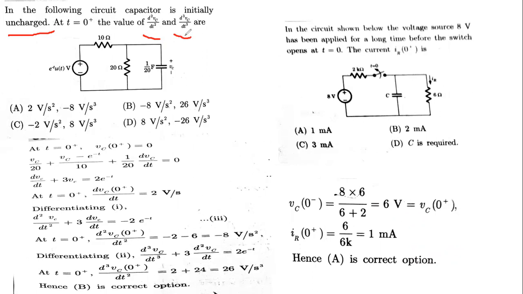How can we find this? Okay, what is important about the capacitor? Capacitor voltage does not change instantaneously. Because the capacitor is initially uncharged, it initially works as a short circuit, so the capacitor voltage is 0 at t equal to 0 plus.